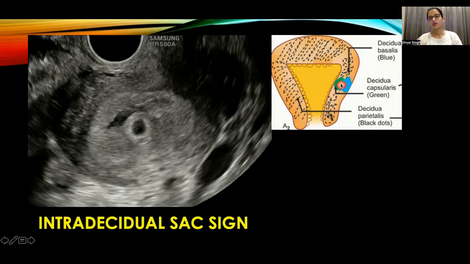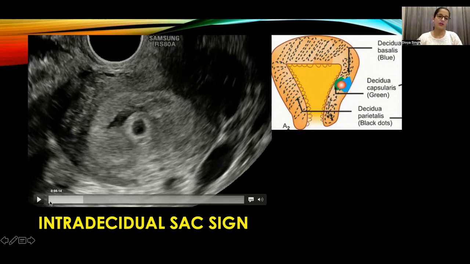So if this red structure is the gestational sac, the part of the decidua which covers the gestational sac and lies towards the endometrial cavity is the decidua capsularis. Whereas the part of the decidua which forms the base, or which will form a part of the future placenta, is the decidua basalis. It's towards the uterine serosa. And finally, the rest of the decidua is termed as decidua parietalis.